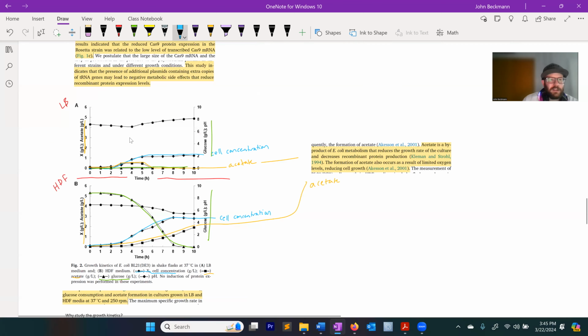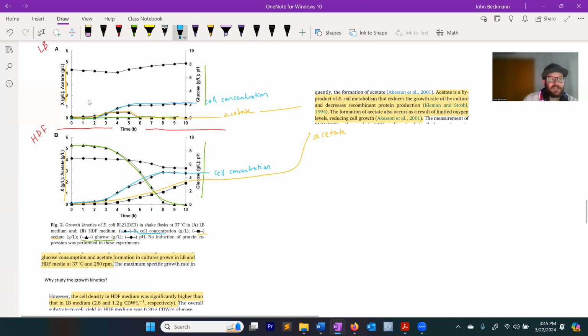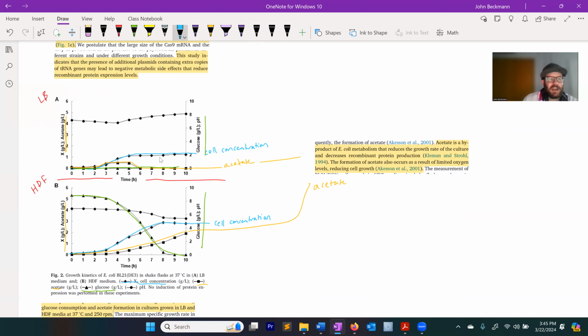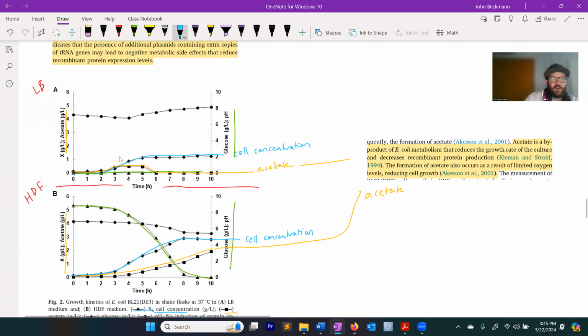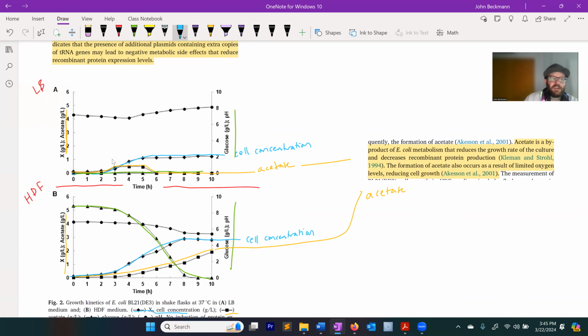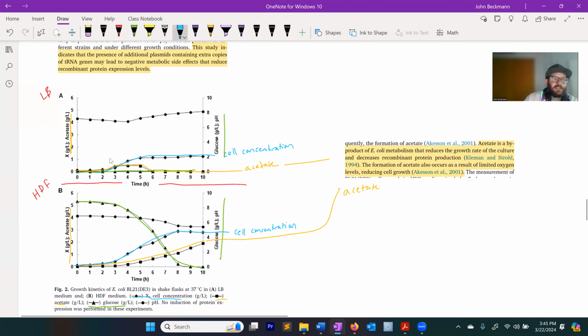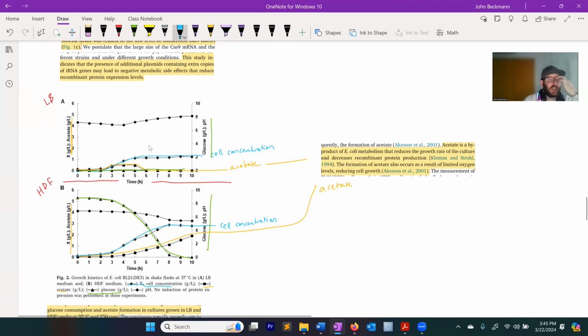I hated this figure. I always hate figures that have double axes. I think you should never do that in science. Some people choose to do that. I think it's dumb. But what's the point of figure 2? Was it understandable to anybody? The first thing to understand is that the top is LB and the bottom is HDF, so they're comparing different media, top to bottom. Maybe the first conclusion we should ask is, which of these is the better media and why?